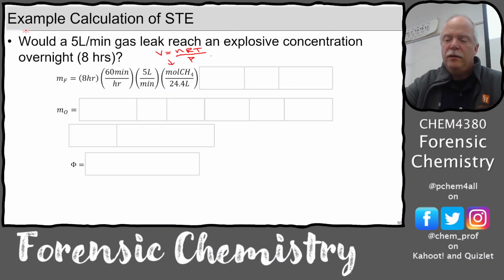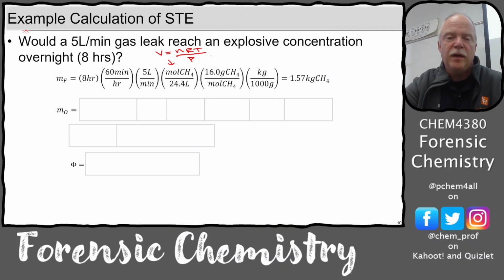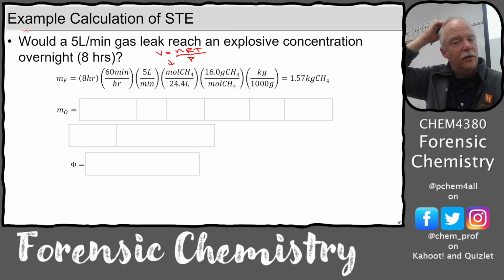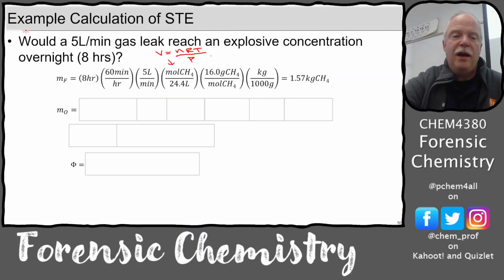Okay, and then you've got the molar mass of methane. So you're out of moles of methane, and then convert from grams to kilograms, because we're going to probably estimate that we're going to have kilograms, and we get 1.57 kilograms of methane. So that's how much methane we have.